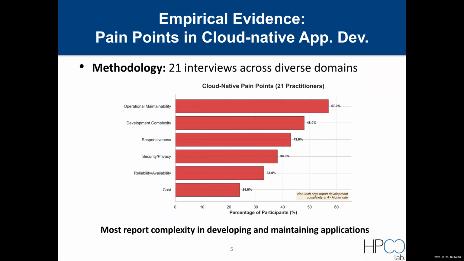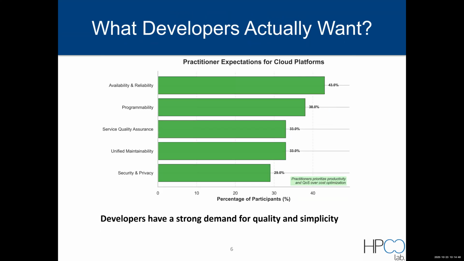We also did more than just a literature review. We have done some survey. Even though we call it a survey, it is a regional I-Corps program that we started before doing the national I-Corps. In this program, we interviewed 21 practitioners across domains, and most of them reported that developing and maintaining the application is still the main pain point, and cost is just a small part of it.